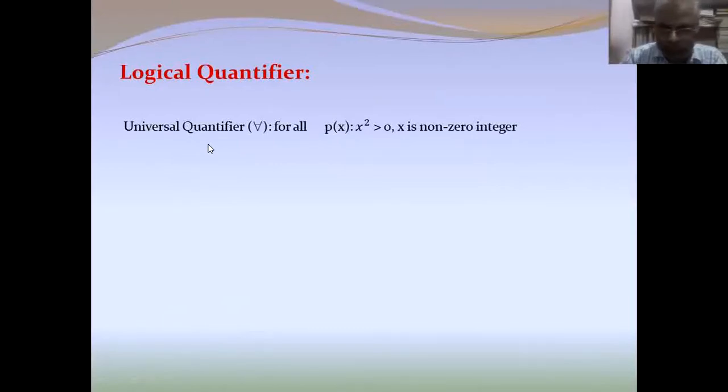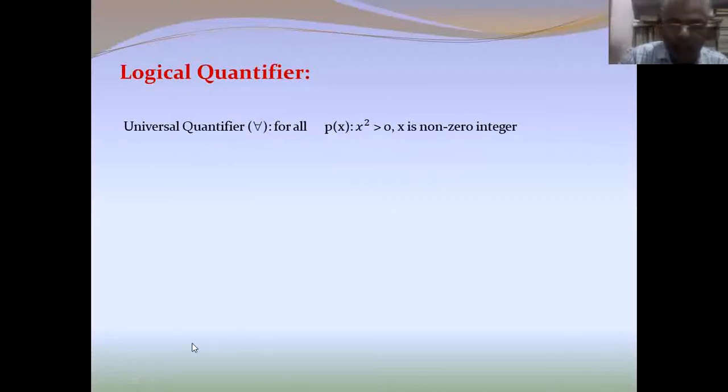There are more symbols. They are called logical universal quantifier. It is denoted by this symbol, and it is known as for all. A formula is given here: P(x), where x squared is greater than 0, where x is a non-zero integer.